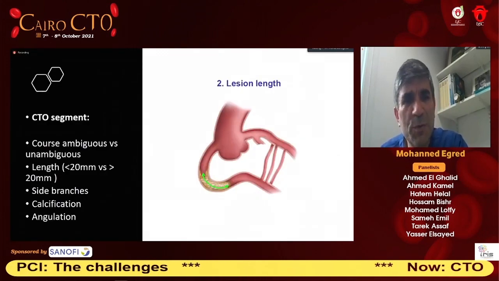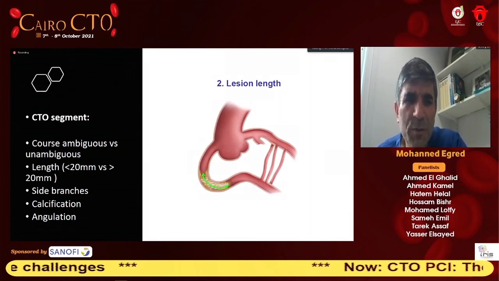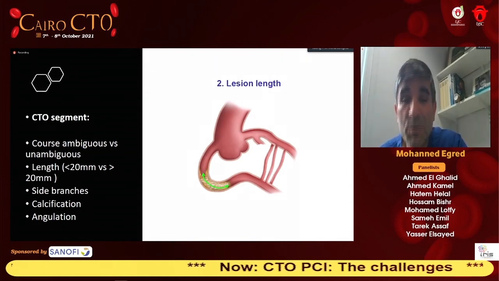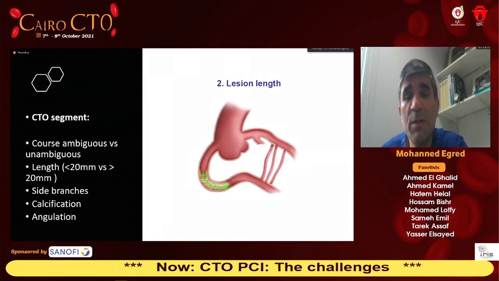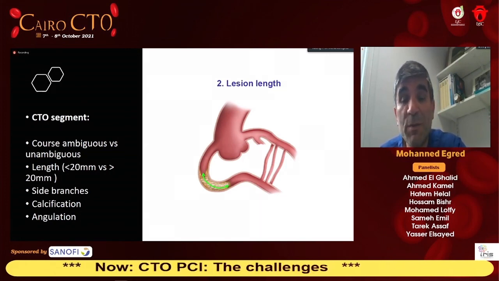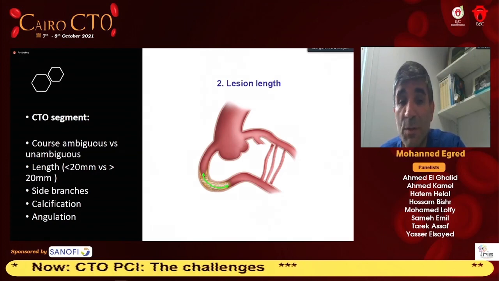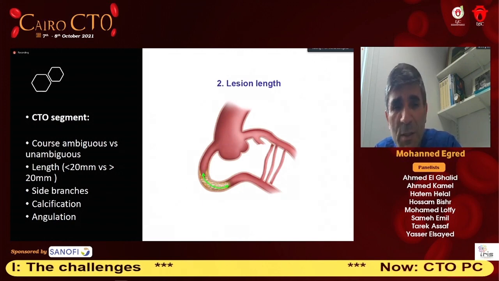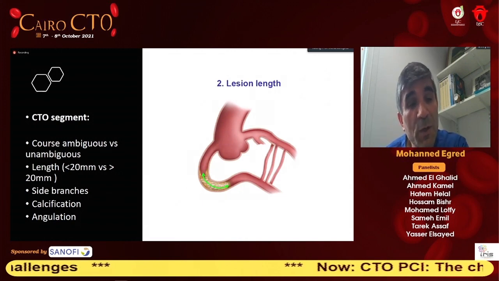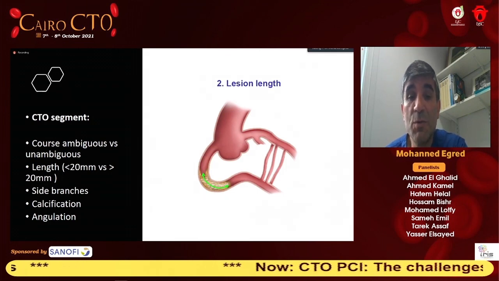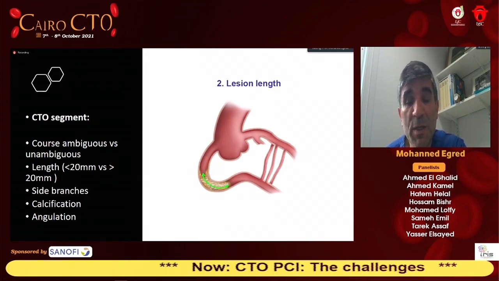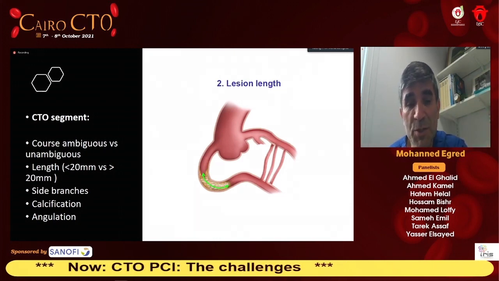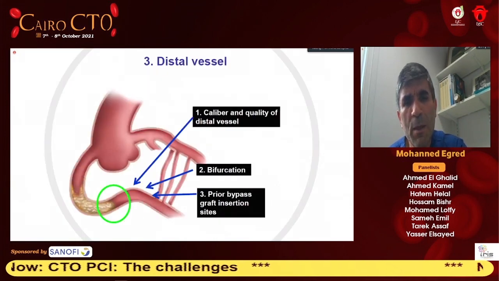The lesion length is important because if it is more than 20 millimeters, then the chances of succeeding antegradely are much less. It's never zero because it's always worth a try. Sometimes you find microchannels, particularly with the current crop of wires that we have and the experience we've built, and sometimes you'll be surprised. But you'll be able to tell if the course is ambiguous or unambiguous, and if there are side branches, calcification and angulation. Quite often nowadays, people are using CT coronary angiogram to help with this anatomical assessment. But the bilateral injection, making sure there is no panning, helps you to decide the length of the lesion and other characteristics. What about the distal vessel?